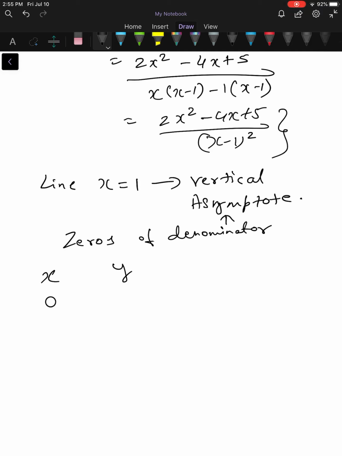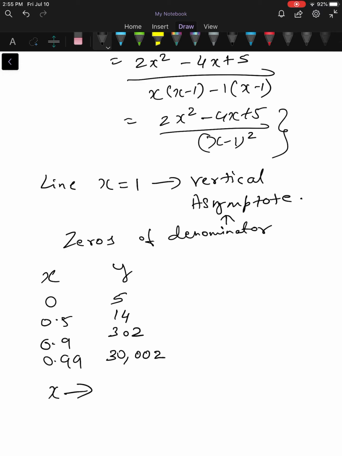If x takes 0, 0.5, 0.9 and 0.99, y will take 5, 14, 302, 30,002. So you can see that as x approaches 1 minus, that is 1 from the left, y is tending towards infinity. So we are right in saying the vertical asymptote is x is equal to 1.